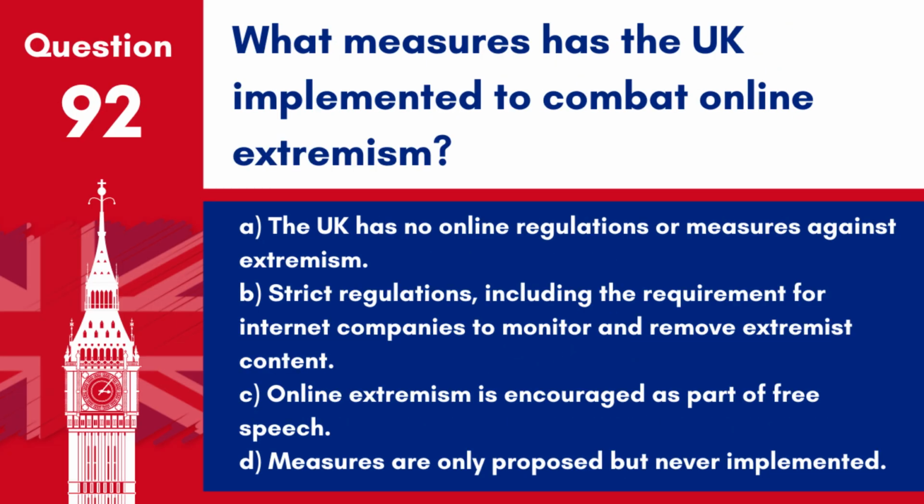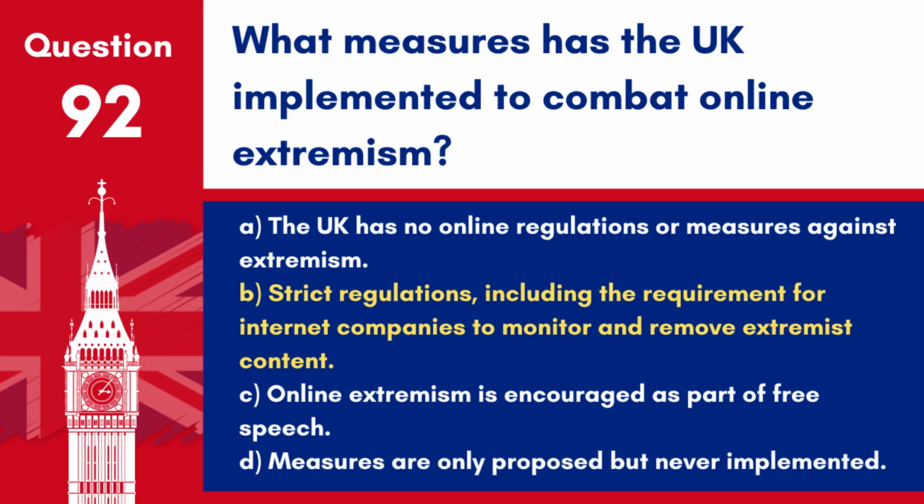Question 92. What measures has the UK implemented to combat online extremism? A. The UK has no online regulations or measures against extremism. B. Strict regulations, including the requirement for Internet companies to monitor and remove extremist content. C. Online extremism is encouraged as part of free speech. D. Measures are only proposed but never implemented.